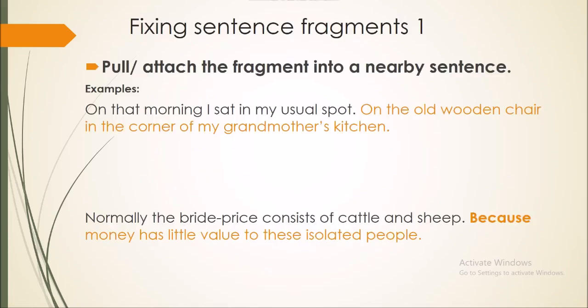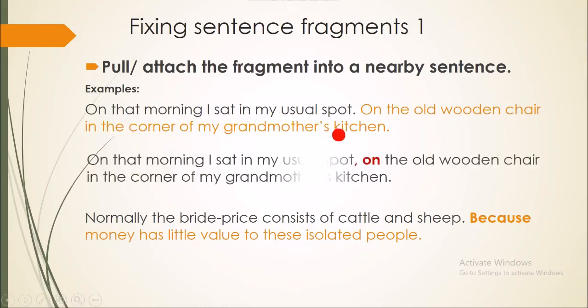Fixing sentence fragments, number one. When we have a fragment in a sentence, how can we fix it? If you can see here, that morning I sat in my usual spot on the old wooden chair in the corner of my grandmother's kitchen. How can we fix this? First of all, we delete this dot and we put a comma, so we attach the fragment to the nearby sentence, the next sentence.